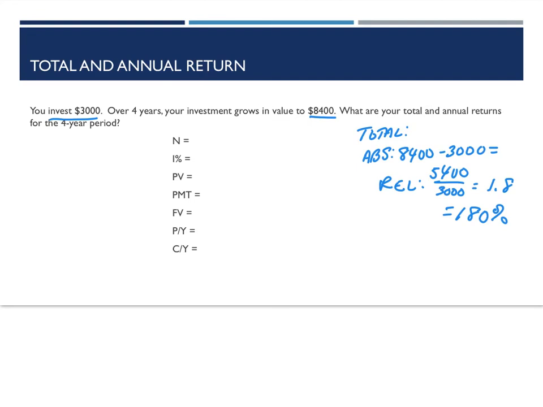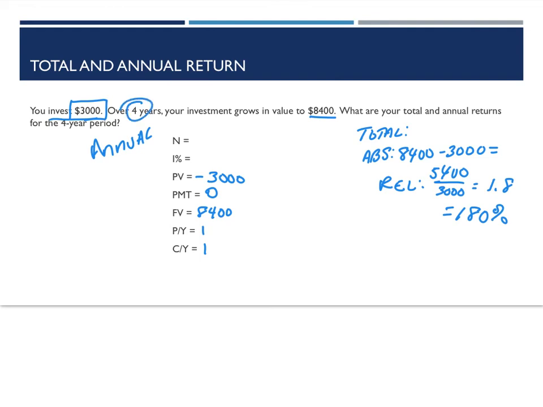Now when I do the annual return, that is what I do on my TVM solver. And the fact that it's an annual return means my PY and CY will be 1. We don't want to talk about making any payments. $3,000 was my original investment. An investment is negative, and it was $3,000. My future value, I got back $8,400.